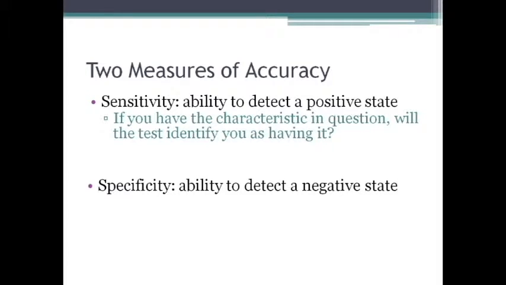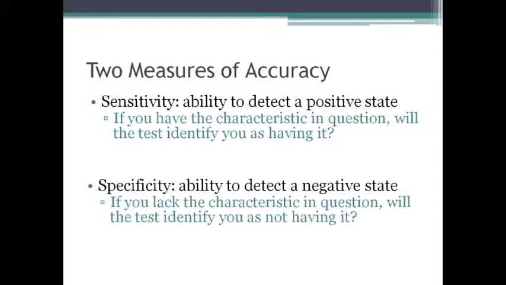Specificity is the ability to detect a negative state, to sort out the people who don't belong. If you lack the characteristic in question, will the test identify you as not having it, not having drugs in your system, not having the disease? So let's go through an example.